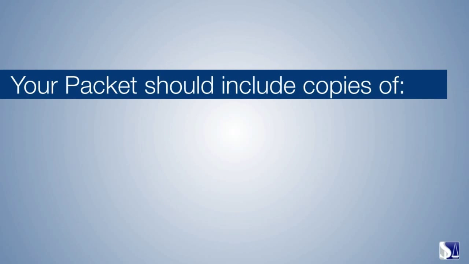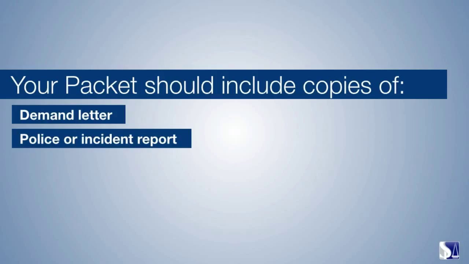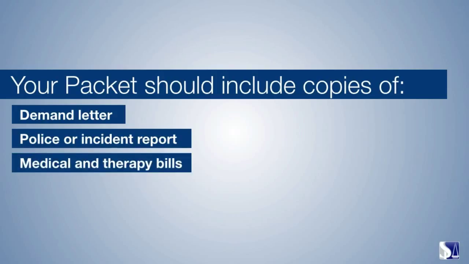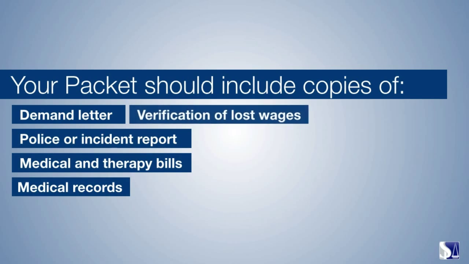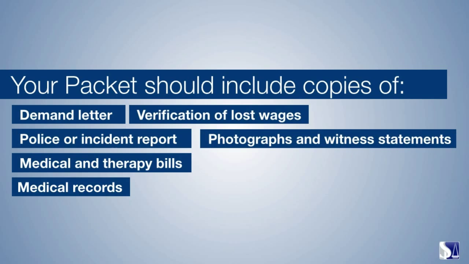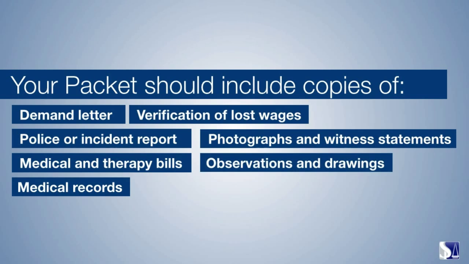Your settlement demand packet should include copies of: 1. A demand letter summarizing the facts of the case. It also lists your damages, which include your medical bills, out-of-pocket expenses, lost wages, and amount for the pain and suffering you've endured. 2. The police report or incident report. 3. Your medical, chiropractic, and therapy bills. 4. Your medical records. 5. Verification of your lost wages. 6. Photographs, witness statements, and contact information for everyone involved. 7. Your observations, drawings, or anything else that helps prove your case.